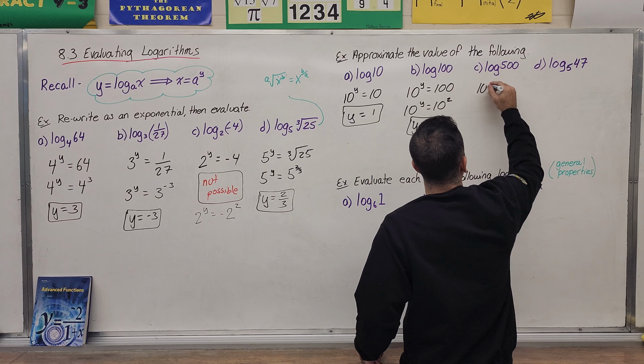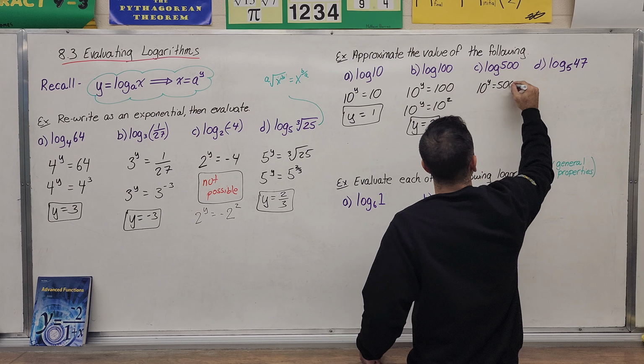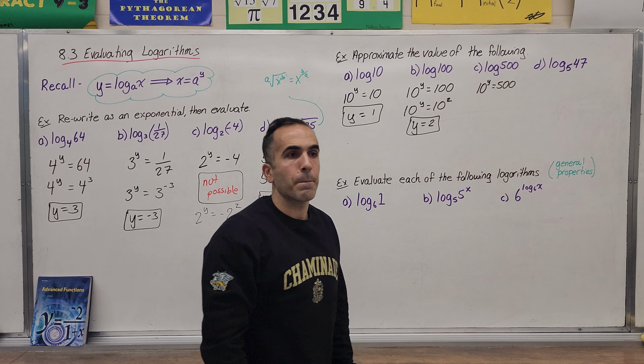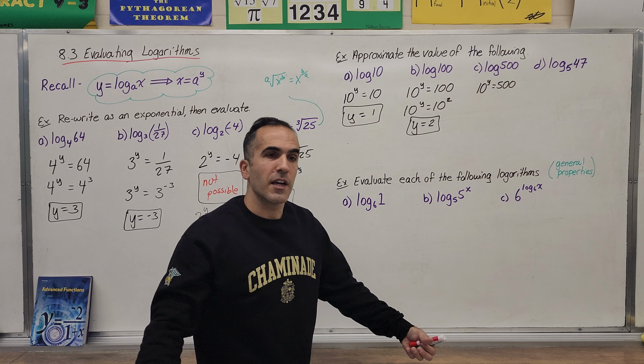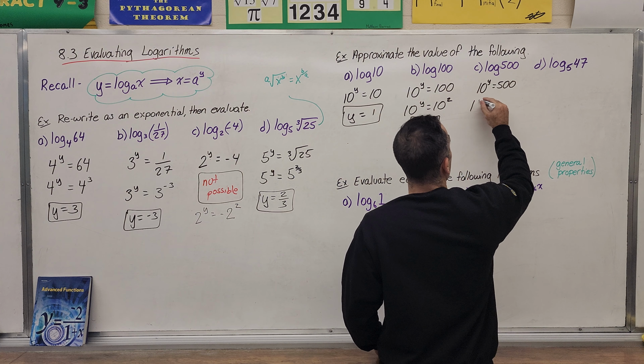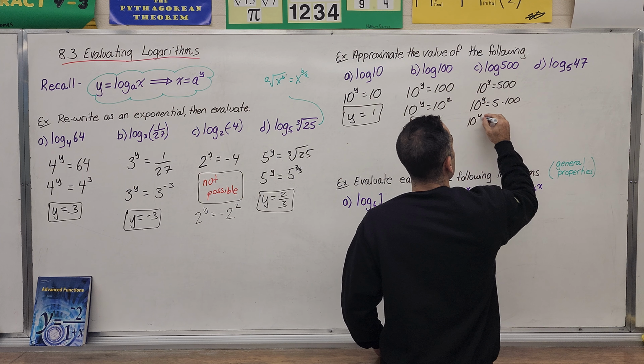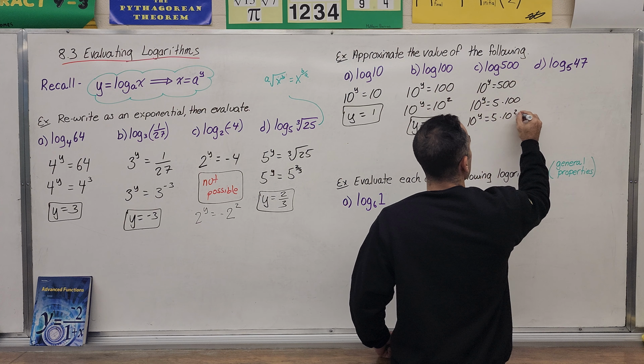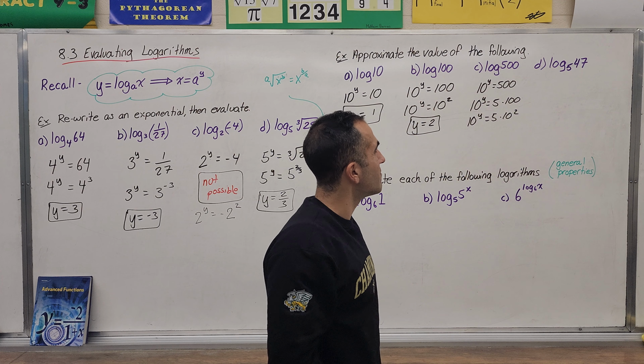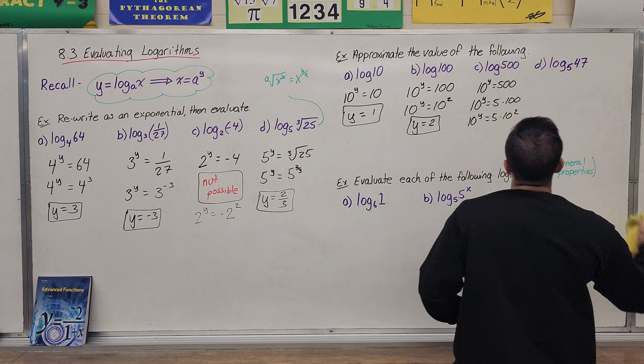Next, we have 10 to the something equals 500. Okay, nothing I can really do here. I could play around with it and say this is 5 times 100. 10 to the y is 5 times 10 to the... not really. Not even worth it.